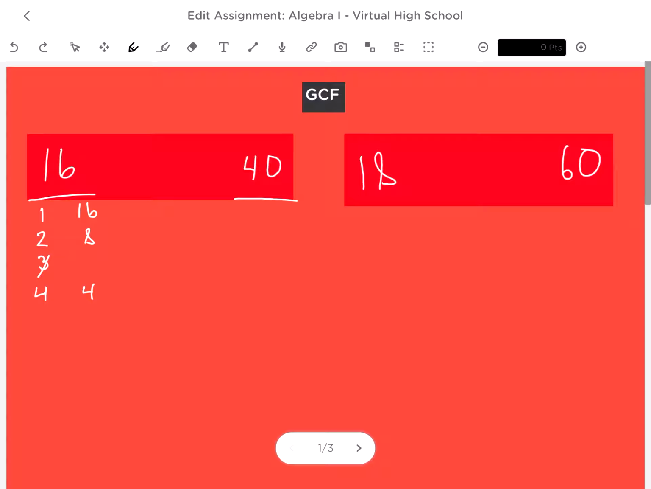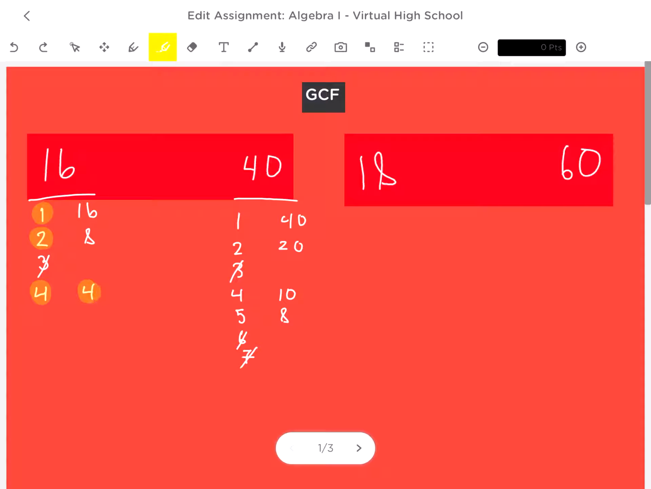Now I'm going to do the same thing for 40. 40 divided by 1 is 40. 40 divided by 2 is 20. 40 divided by 3 is not going to work. 40 divided by 4 is 10. 40 divided by 5 is 8. 6 and 7 are not going to work. So those are all of my factors.